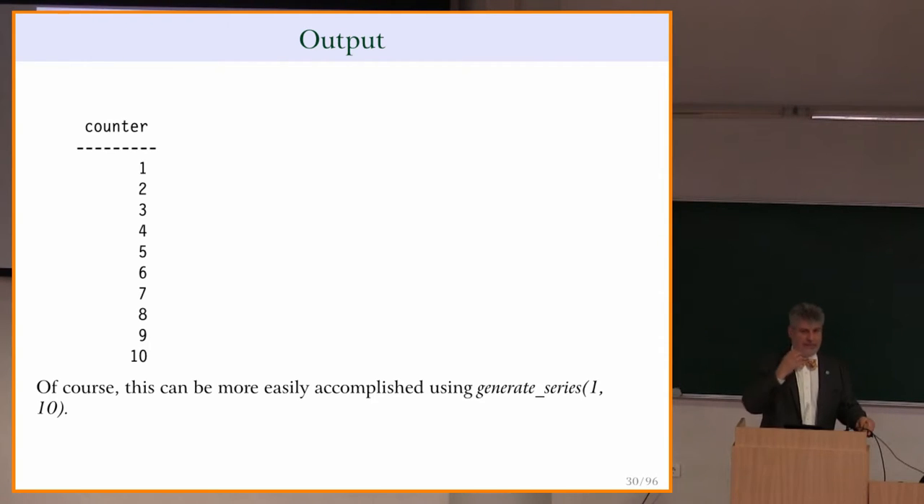Here is the output of this query, 1 to 10. If you run that query, you'll get 1 to 10. Now, of course, this is a trivial example. We do have a generate series command. It's the easier way to count from 1 to 10. But this is just illustrative. Any questions?